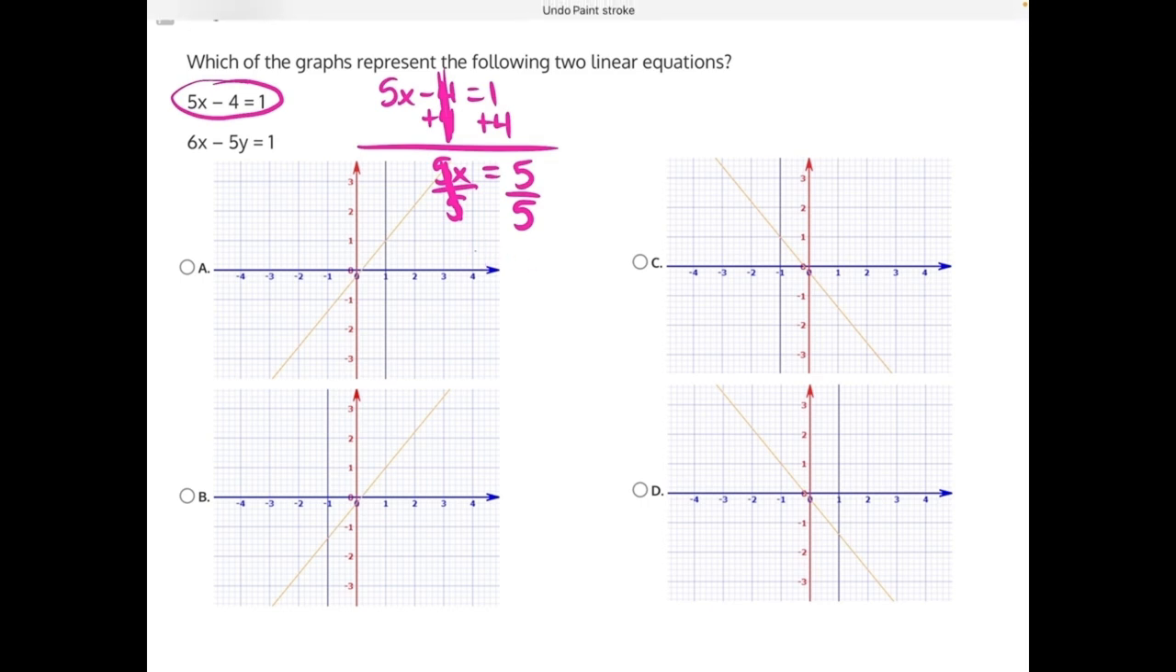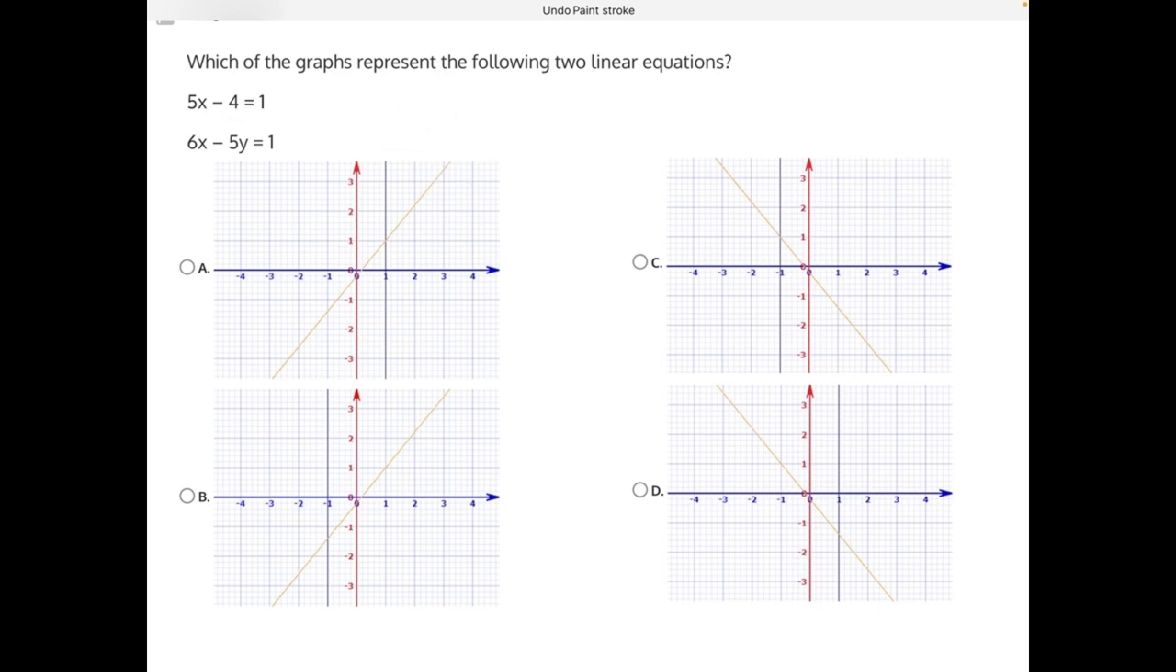So our first equation, and I'm just going to undo all of this so that it's not covering up our answers, our first equation is x equals 1. So we should have a straight line going up and down through x equals 1, which is true in this graph and true in this graph. So we can eliminate answer choice C and answer choice B.